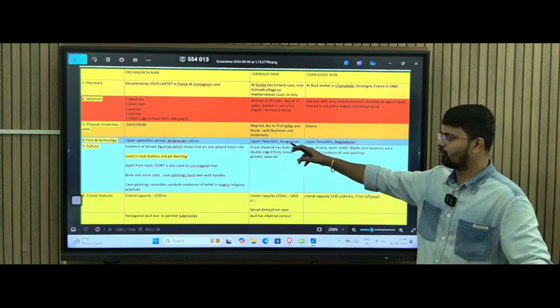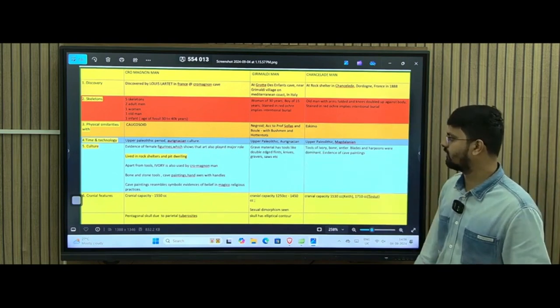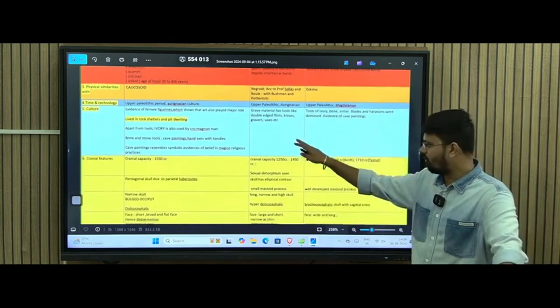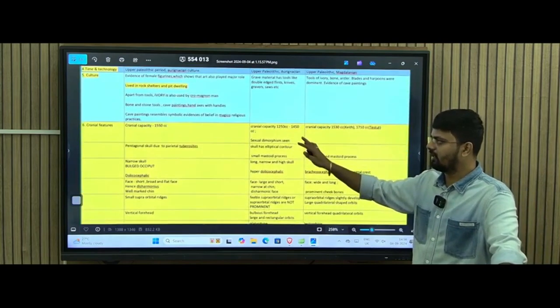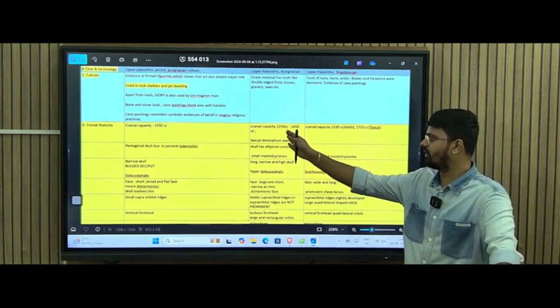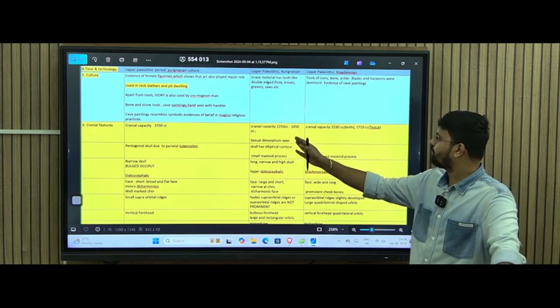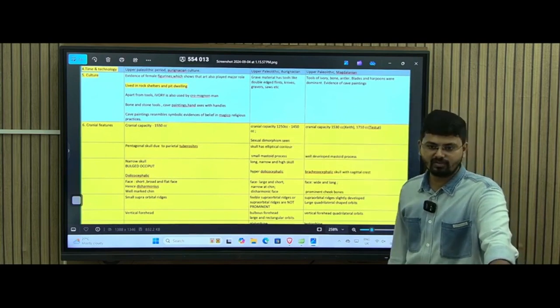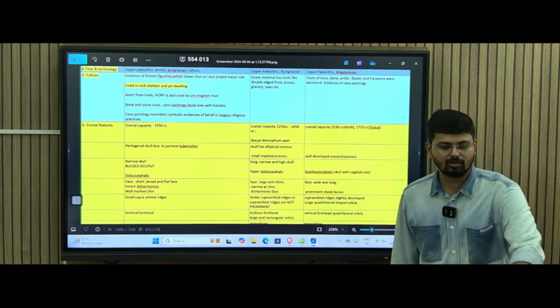Again, the culture, you know, this is Aurignacian and Upper Paleolithic. Tools are found. Cranial capacity is seen, but lesser than that, 1250 to 1450. Okay, and sexual dimorphism is seen. See, these are all the factual things.